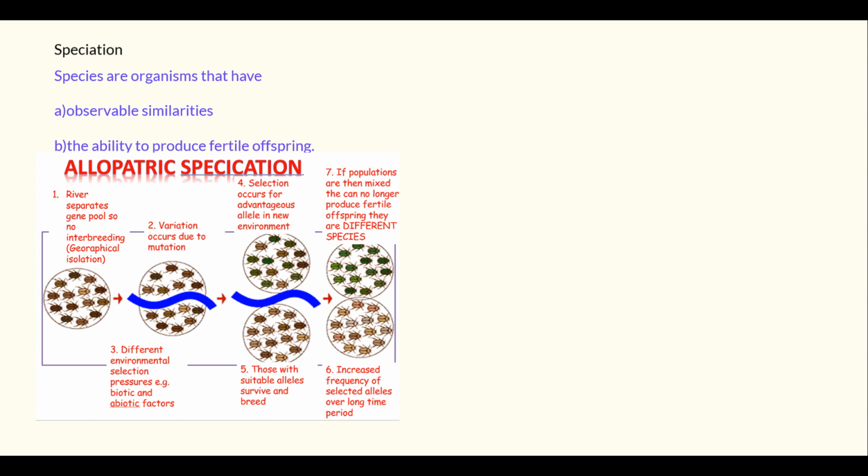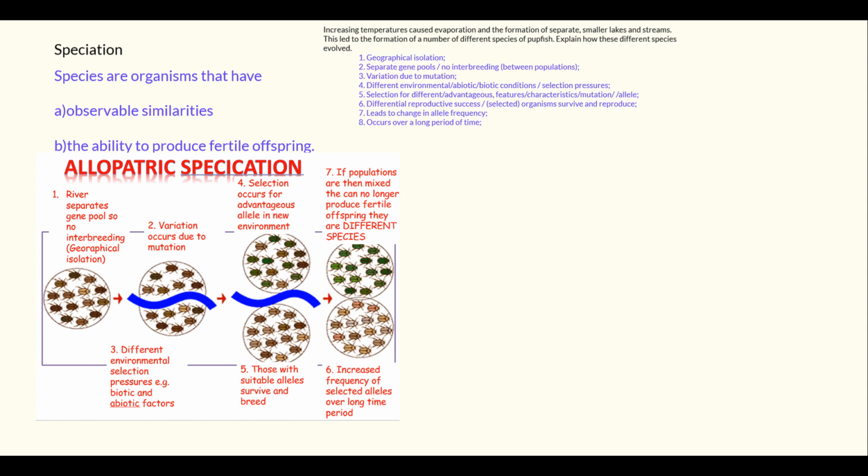If we relate this to a question, it says an increase in temperature causes evaporation and the formation of separate smaller lakes and streams. This leads to the formation of a different species of pupfish. Explain how these different species have evolved. So it's putting all this information about allopatric speciation into a mark scheme. So just running through the mark scheme, we've got geographical isolation. Therefore, there is no interbreeding between the populations of pupfish.